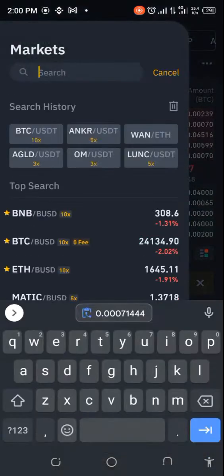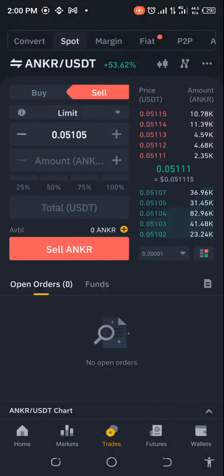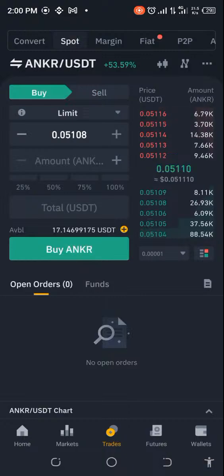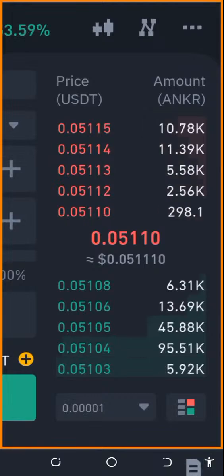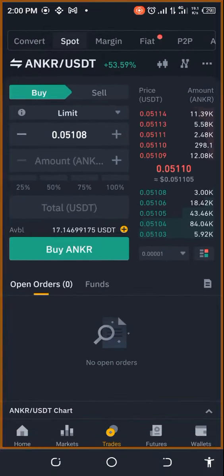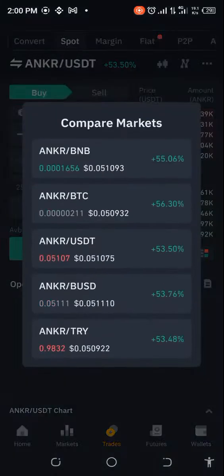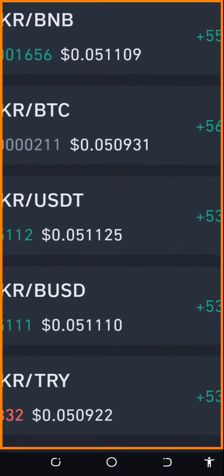Okay, let me go back and see how this would go. I'm sure definitely we're going to make a profit. I had to subtract part of it. So let me go back to ANKR USDT. What is the price right now? Okay, the price is 0.5110. Let's go check the compare markets, because it's really flipping and flopping.